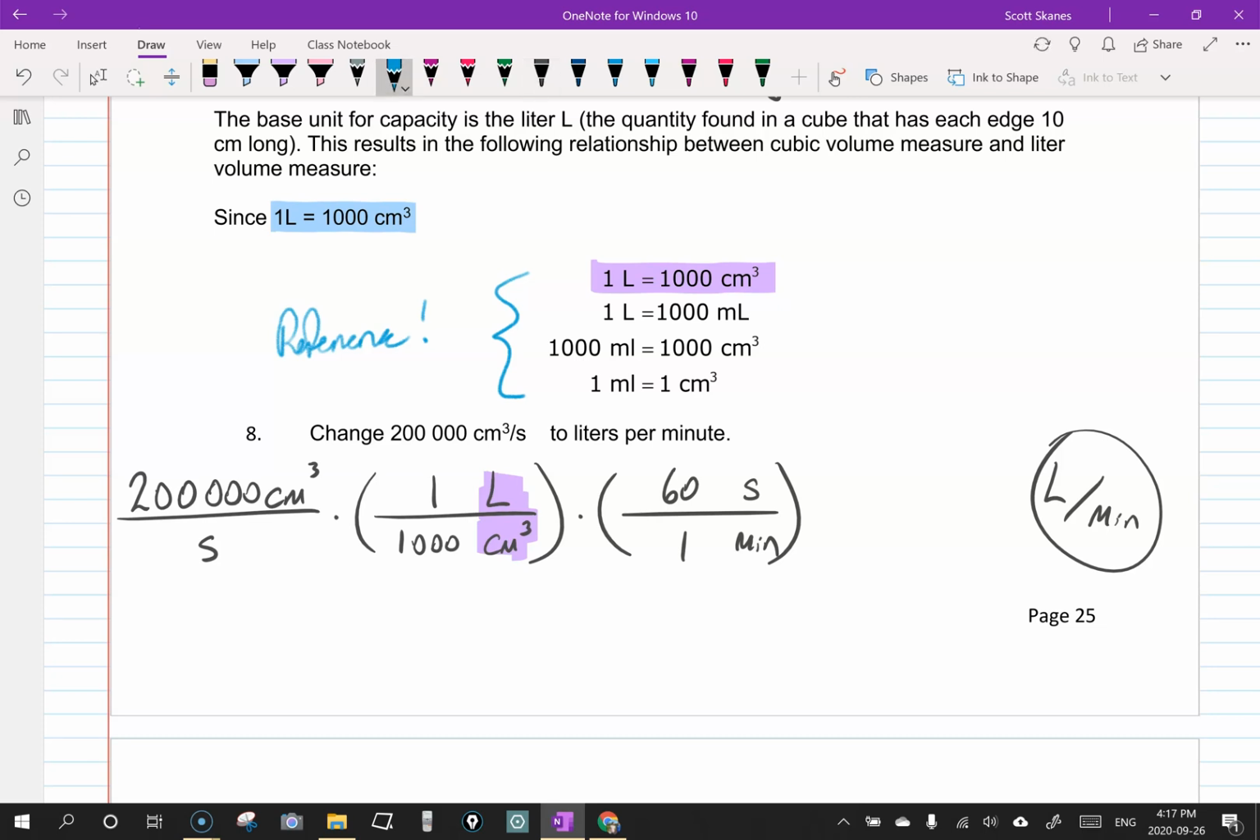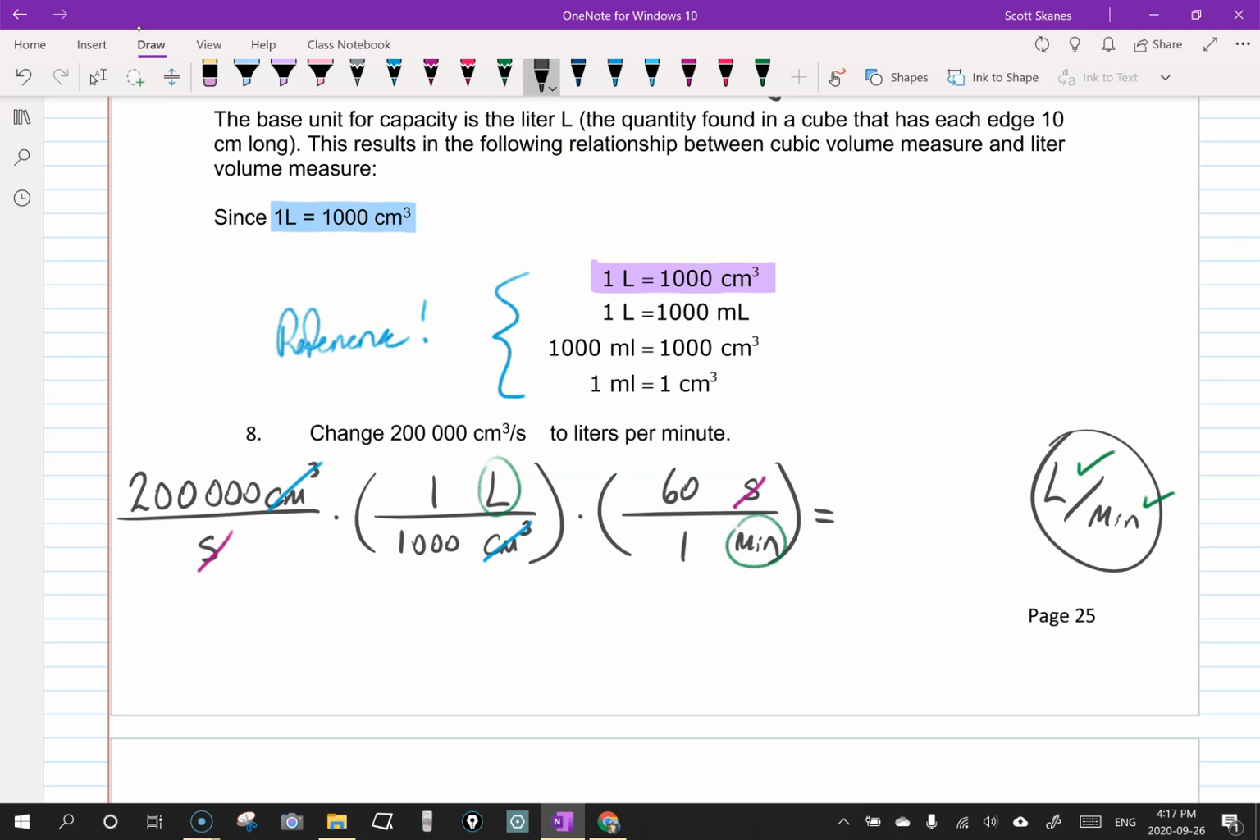So let's double check that our units are going to cancel. Let me get rid of this highlighting. Centimeters cubed cancel with centimeters cubed. Seconds over here cancel with seconds on the bottom over here. Nothing else cancels, which means I have liters and minutes left over, which is exactly what I want. Okay, so this is going to be fine.